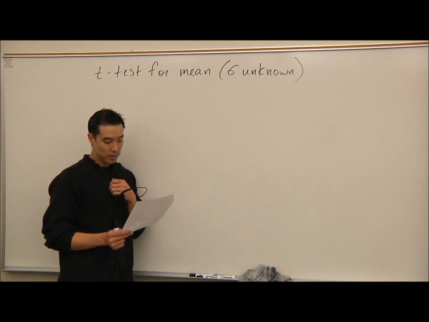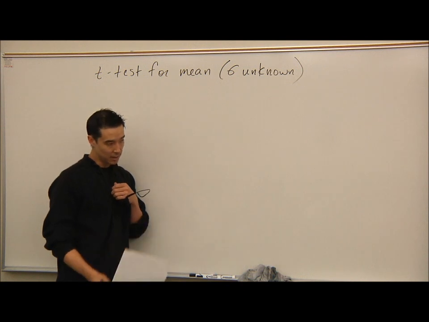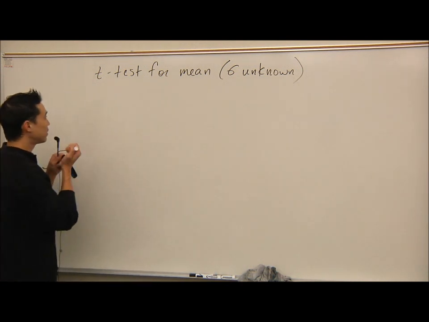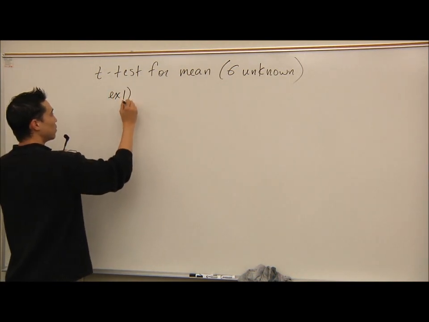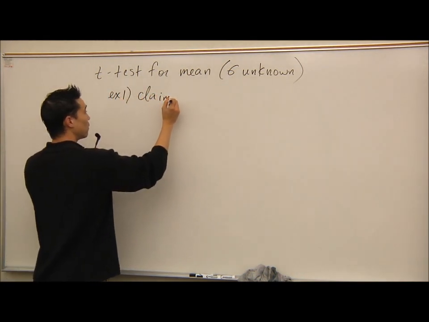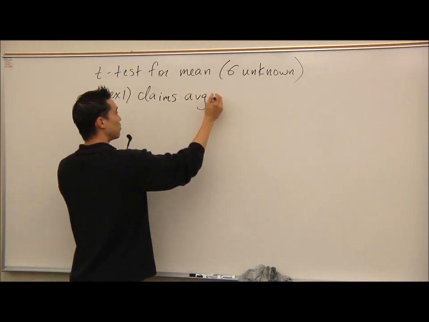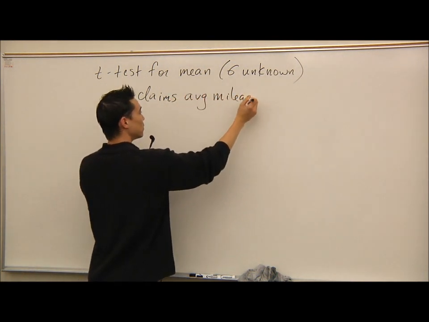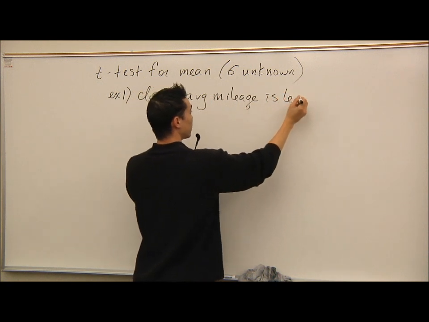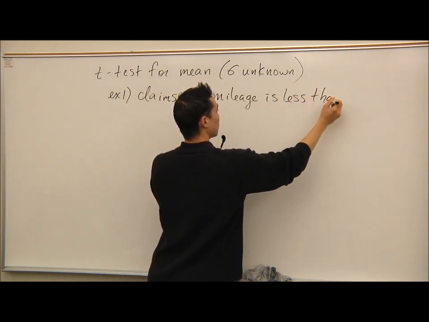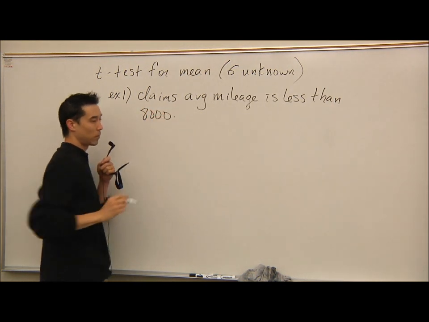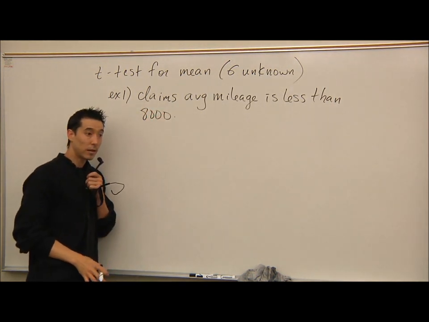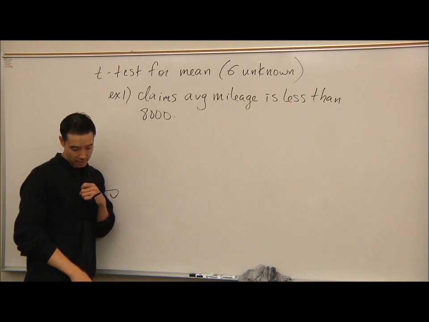Okay, so let's look at the first sentence. The manager of a car rental agency claims the average mileage of cars rented is less than 8,000. So the main thing of importance there: claims, average mileage, is less than 8,000. So the claim is the average mileage is less than 8,000.